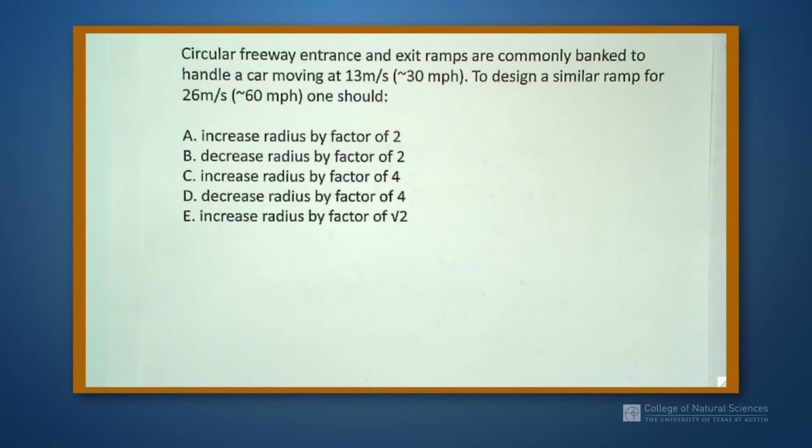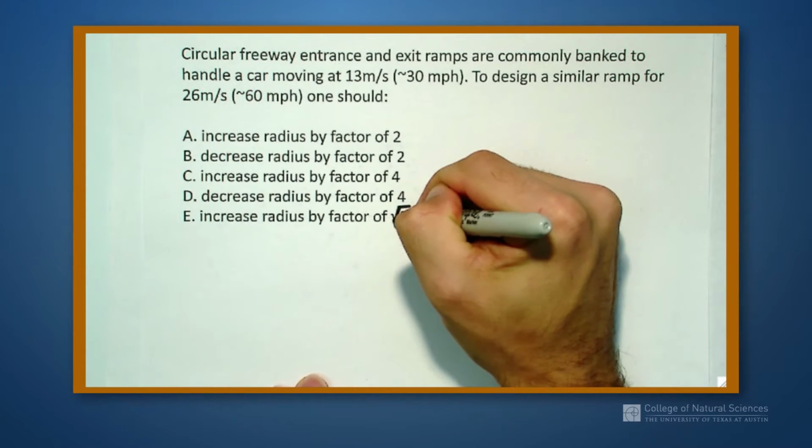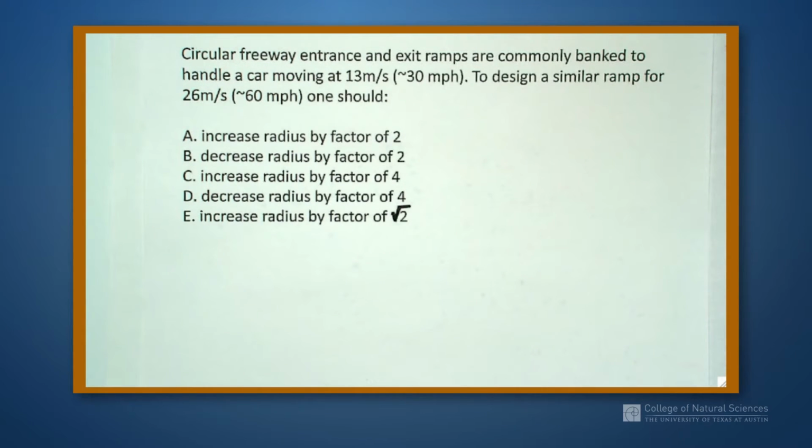It says a circular freeway entrance and exit ramp are commonly banked to handle a car moving at 30 miles an hour, 13 meters per second. To design a similar ramp for something twice the speed, what should we do? Should we increase the radius, decrease the radius, and by what factor? And the little square root part on this problem didn't show up. So it's by 2, 4, or square root of 2. So let's look at this problem and see what we're getting at.